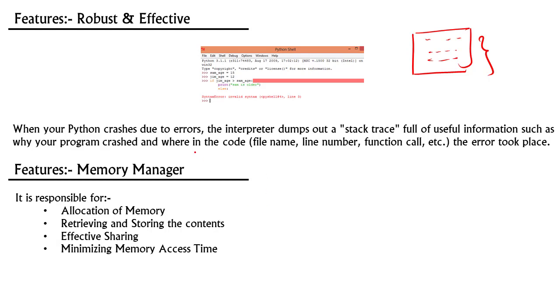Another feature is the memory manager. Python has its own memory manager. It is responsible for allocation of memory, where you allocate some amount of memory. You can retrieve your memory, you can store contents in the memory, you can share it effectively, and you can minimize the access time of the memory if you're accessing some contents. We'll study memory management in our later course. We'll be spending hours talking on memory management.